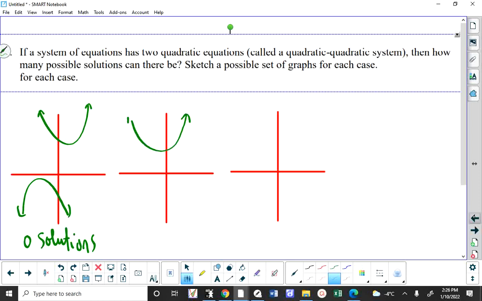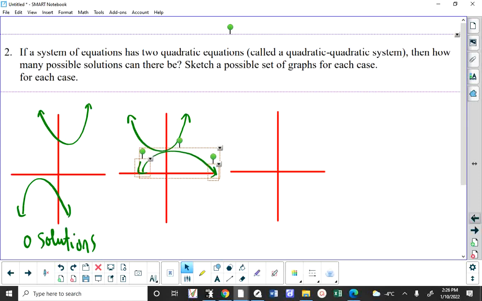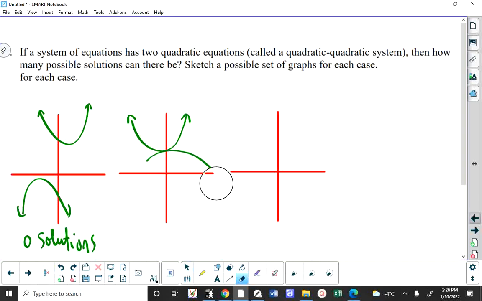Let's take a wider parabola. Yeah, I mean, there's lots of places I could put it. I could put it there. I could put it here. This is what most people think of. They immediately think they have to be vertex to vertex, but they don't have to be. So one solution.